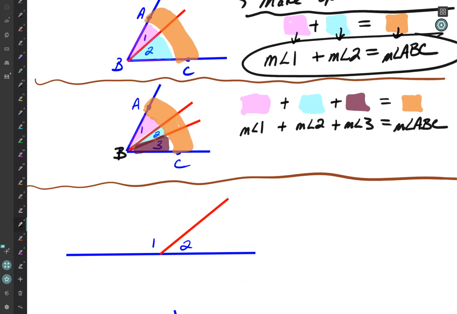Can anybody tell me what angles 1 and 2 down here in this next one are? What do I call those? We've talked about it. We labeled them. I had you write the name of them. Linear pair.